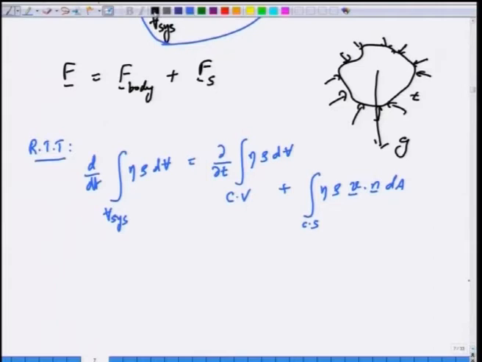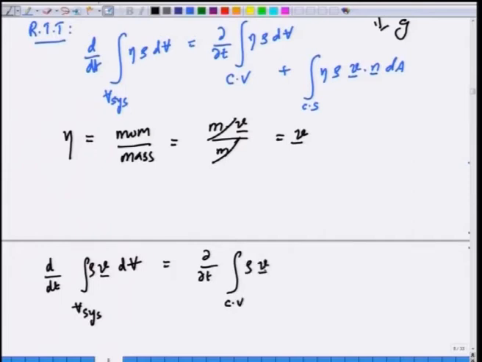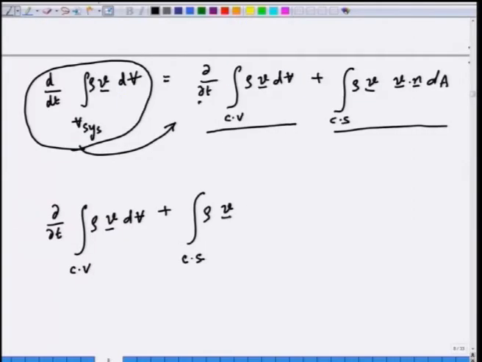Okay. Now, we want conservation of momentum. So, eta is momentum per unit mass. Eta will be mass times velocity divided by mass, so mass cancels, and eta is simply the velocity vector itself. So, the Reynolds transport theorem as applied to the momentum conservation principle is d/dt of the integral of rho V dV over the system, which is d/dt over the CV of rho V dV plus the integral over the CS of rho V V dot n dA, and this equals the sum of all surface forces plus the sum of all body forces.